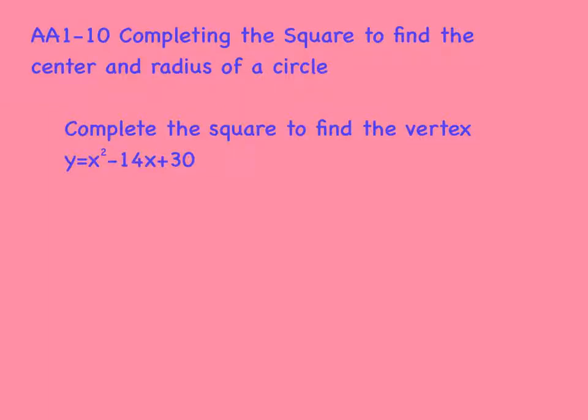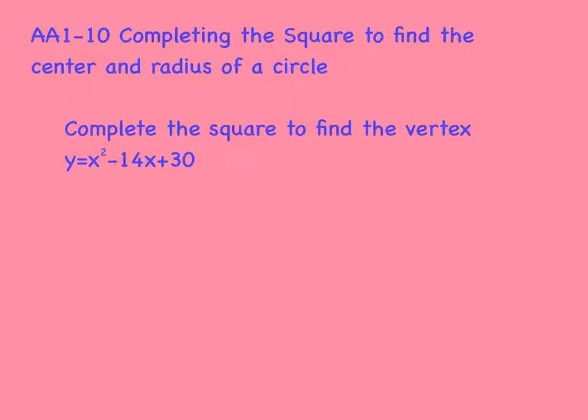Hey guys, welcome to AA1-10, completing the square to find the center and radius of a circle. In the last class, we used various methods of finding the vertex, ending with completing the square of a quadratic to find the vertex form. So today we're going to be using that same method to find the center and radius of a circle.